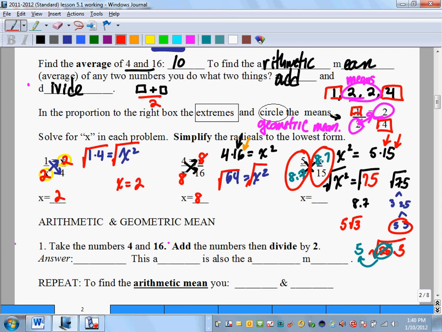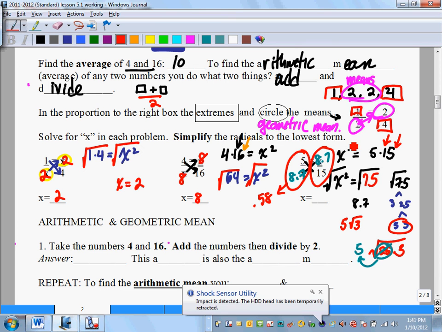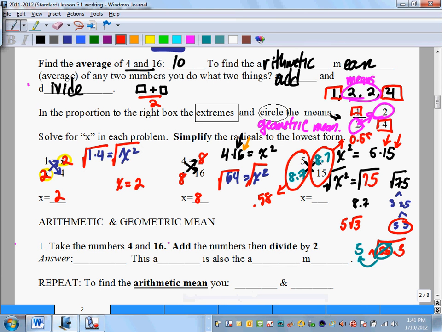8.7 divided by 15. Which one did you do? 8.7 divided by what? 50.58. No, it sounds like you multiplied. What's the decimal here, guys? 0.58. What's this, guys? It should also be 0.58. It should work both ways.